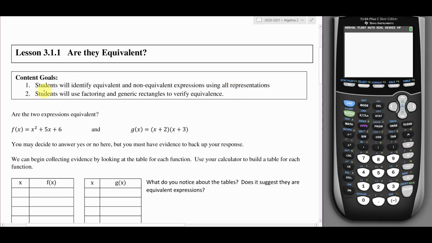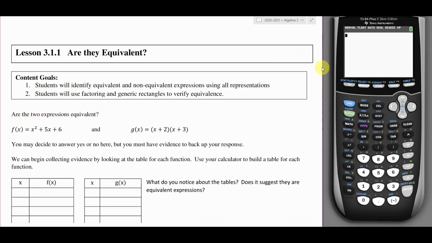The second thing we want to be able to do is use factoring and generic rectangles to verify equivalence. So that'll be part of the equation side of things, or the equation representation, showing algebraically that two things are equivalent. Or two functions, I should say. All right, so here we go.